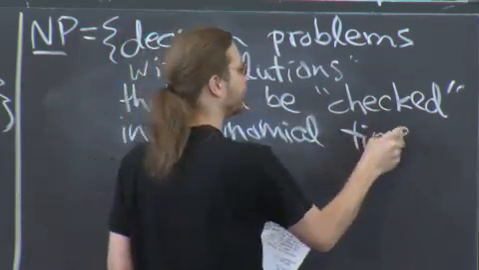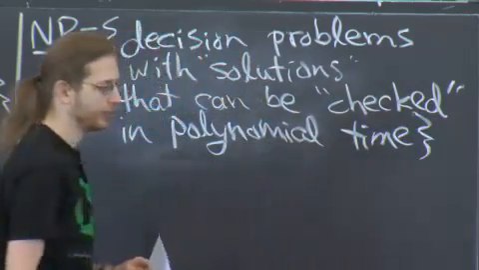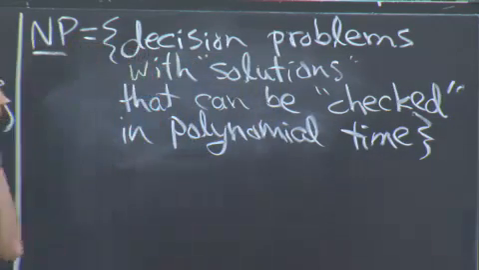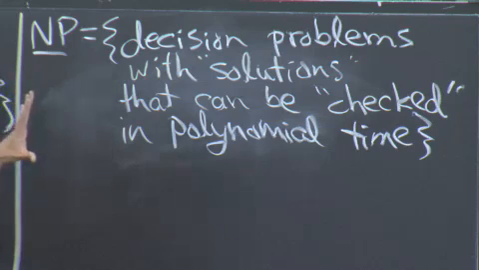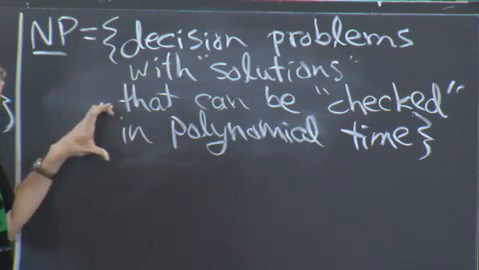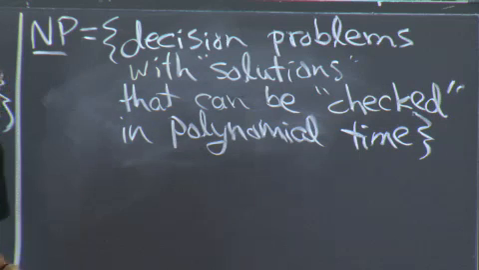Another way to think about NP, which turns out to be equivalent, is that don't think so much about algorithms for solving a problem. Just think about algorithms for checking the solution to a problem. Okay, it's usually a lot easier to check your work than it is to solve a problem in the first place. And NP is all about that issue.